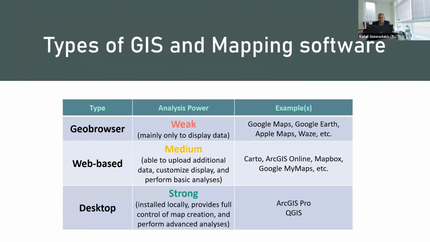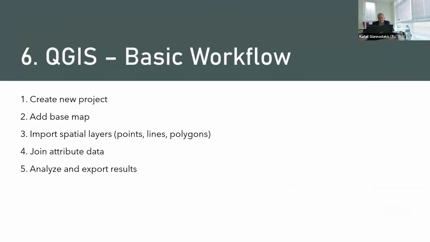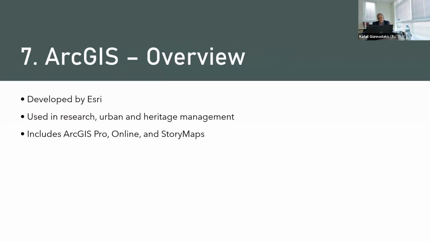About QGIS and ArcGIS, the workflow is to create a project, add the base map where we are. The base map is the land. Then put the layers, like points, the attribute data, and finally have results.